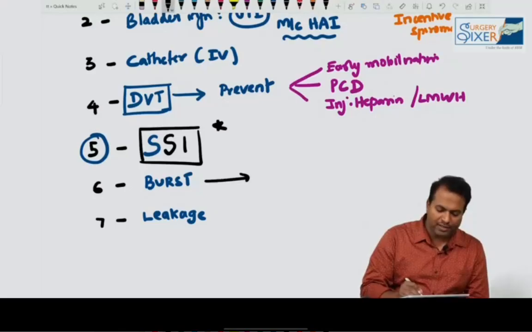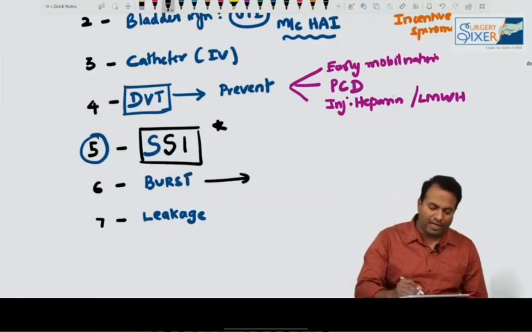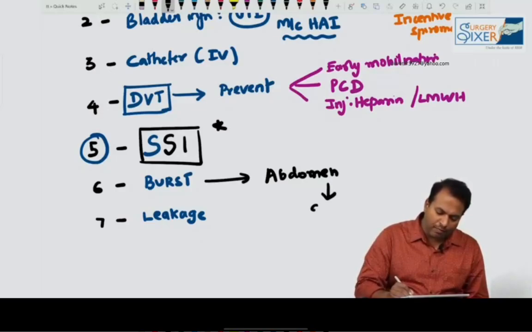And 6th cause of fever is burst abdomen. The abdominal wound opens and the bowel comes out. That is known as burst abdomen. So the early sign of burst abdomen. What is the early sign of burst abdomen?